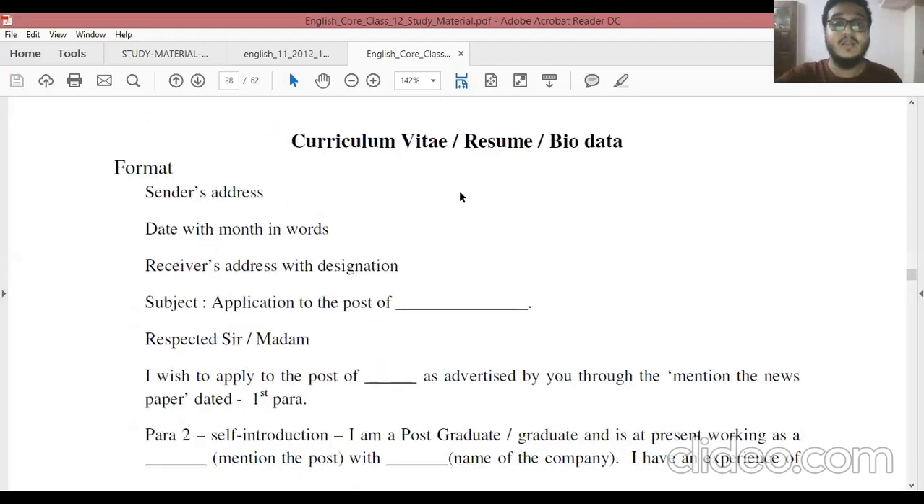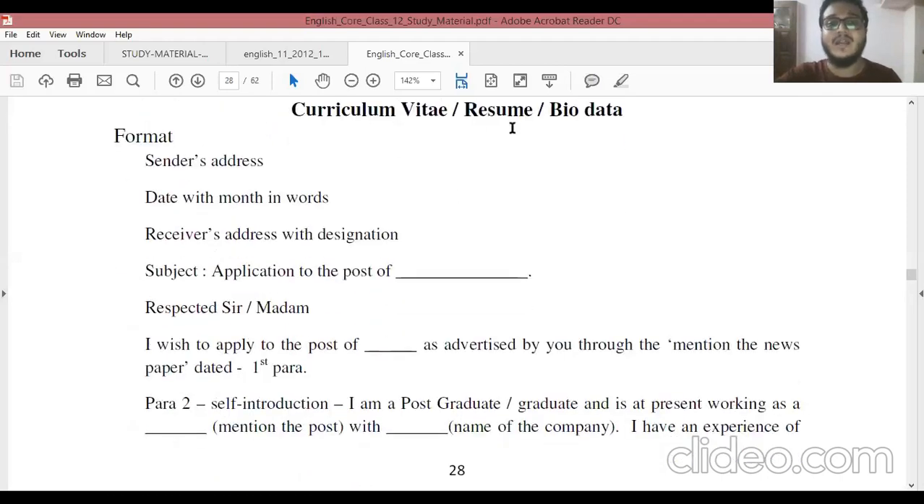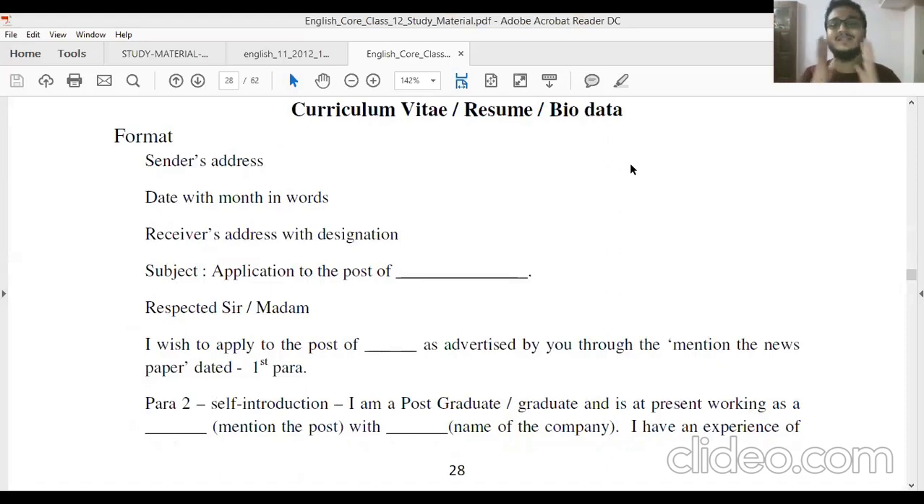Yeah, students, you can see on your screen: curriculum vitae, resume, biodata, format, sender address, date with months in words, receiver address with designation, subject, application to the post office. See, here it is a common format. This is a sample. Whatever job application question will come in your question paper, you are going to write this one. Yeah, it's now visible. So this is the common format.